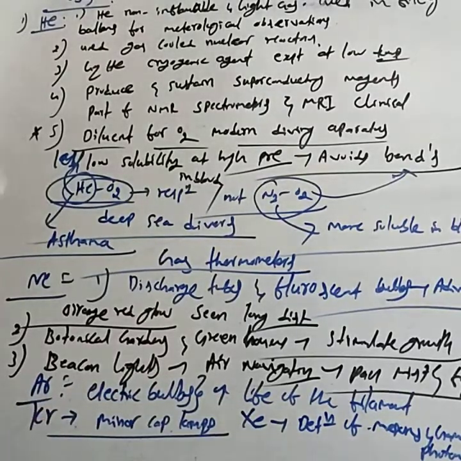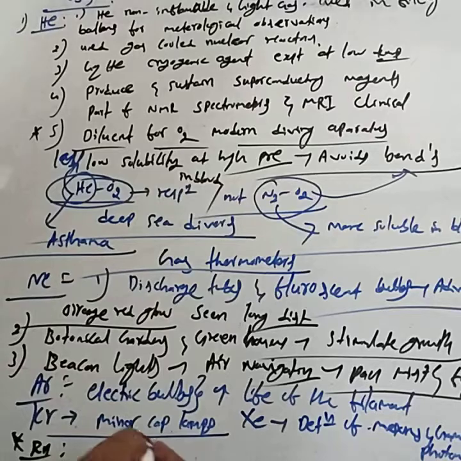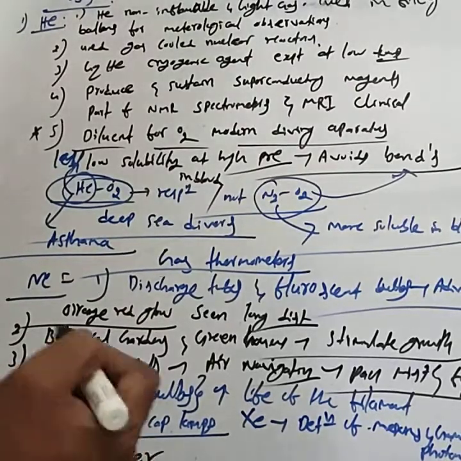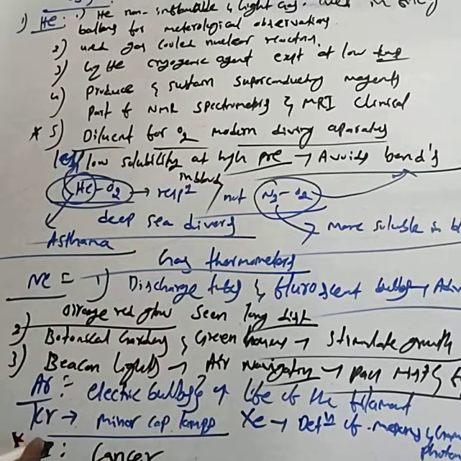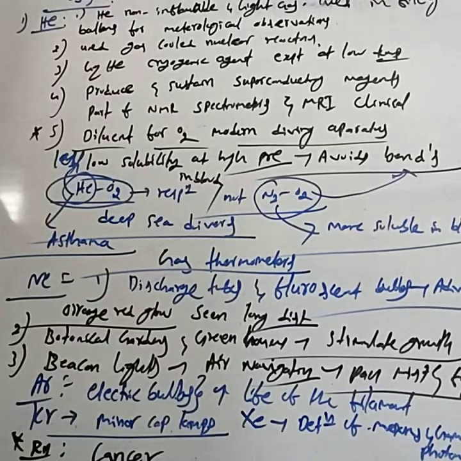Then the last one is radon. The most important use of radon is that, being radioactive in nature, it is used in the treatment of cancer and in radioactive research fields. This is about the uses of the noble gases. Practice these uses also. For 1 mark, they can ask this, or even in competitive exams.